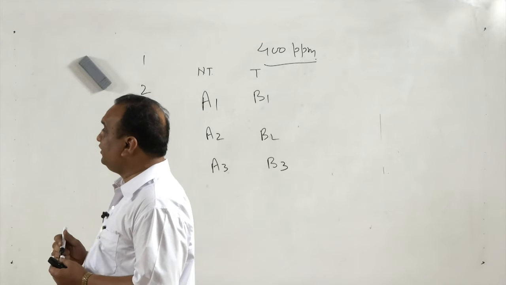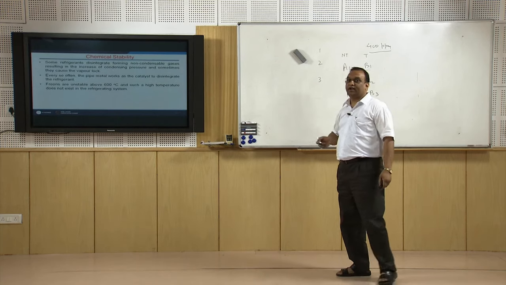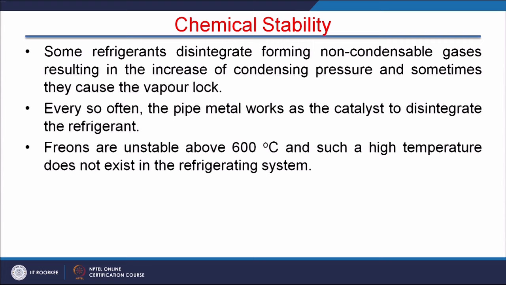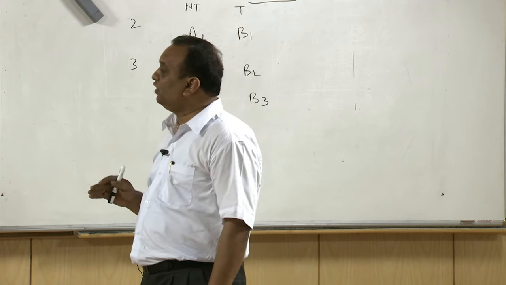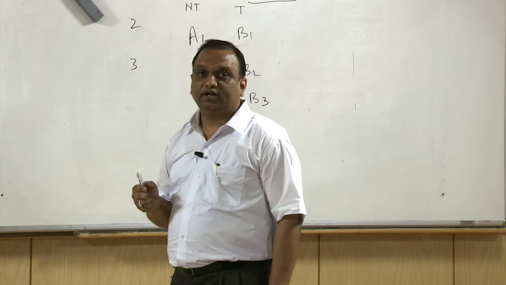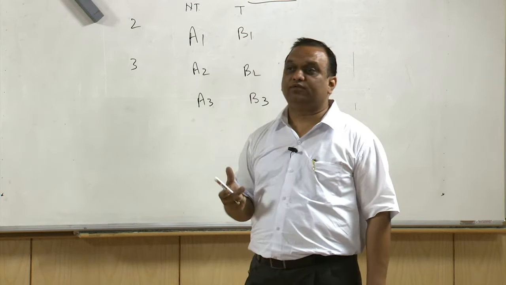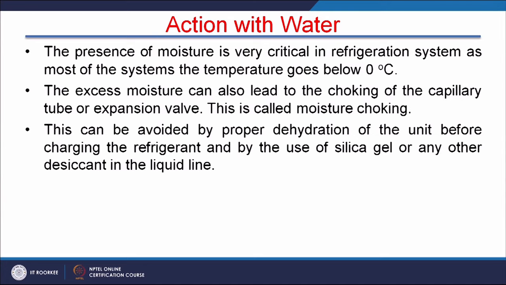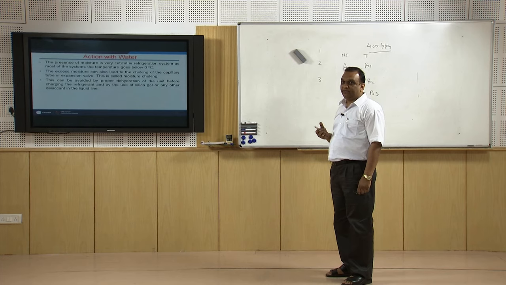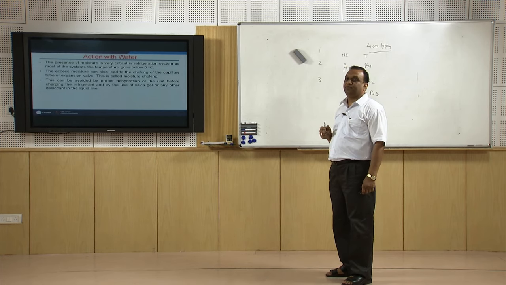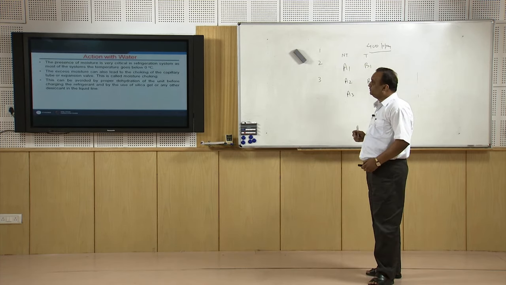Now, chemical stability of the refrigerant is always desired. During the cycle, the refrigerant should remain chemically stable. The refrigerant should not react with water, and it should not be hygroscopic in nature, so that it does not absorb moisture during the cycle. If this happens, it may hamper the performance of the system.